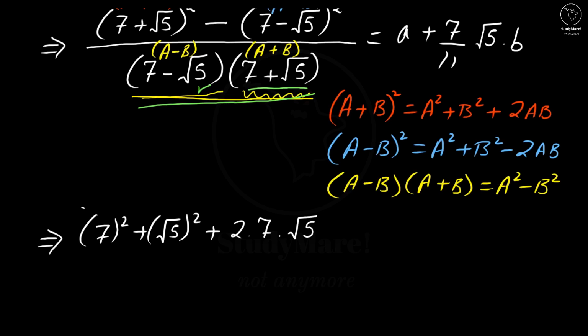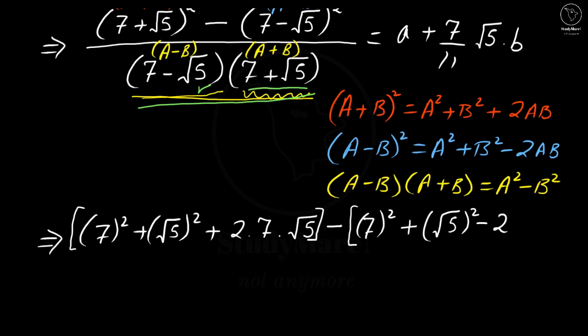This is the first expansion. Just put a bracket to avoid any confusion. Next, minus, open the bracket for the second expansion, which is (7 minus root 5) whole square, that is (A minus B) whole square, A square plus B square, that means 7 square plus root 5 square minus 2AB. A is 7 and B is root 5.